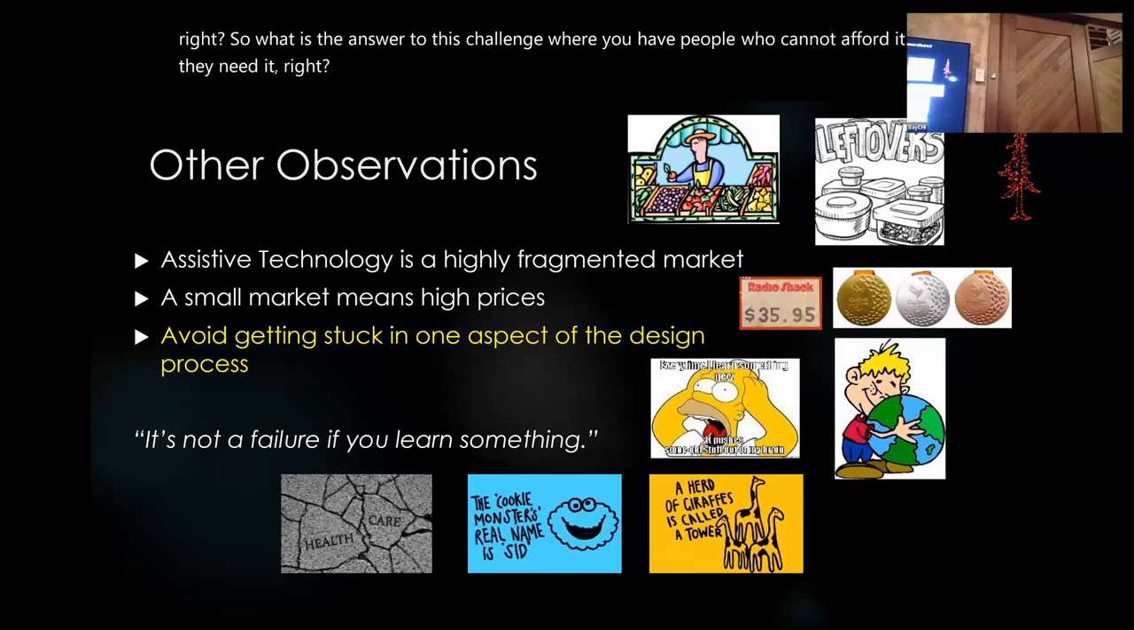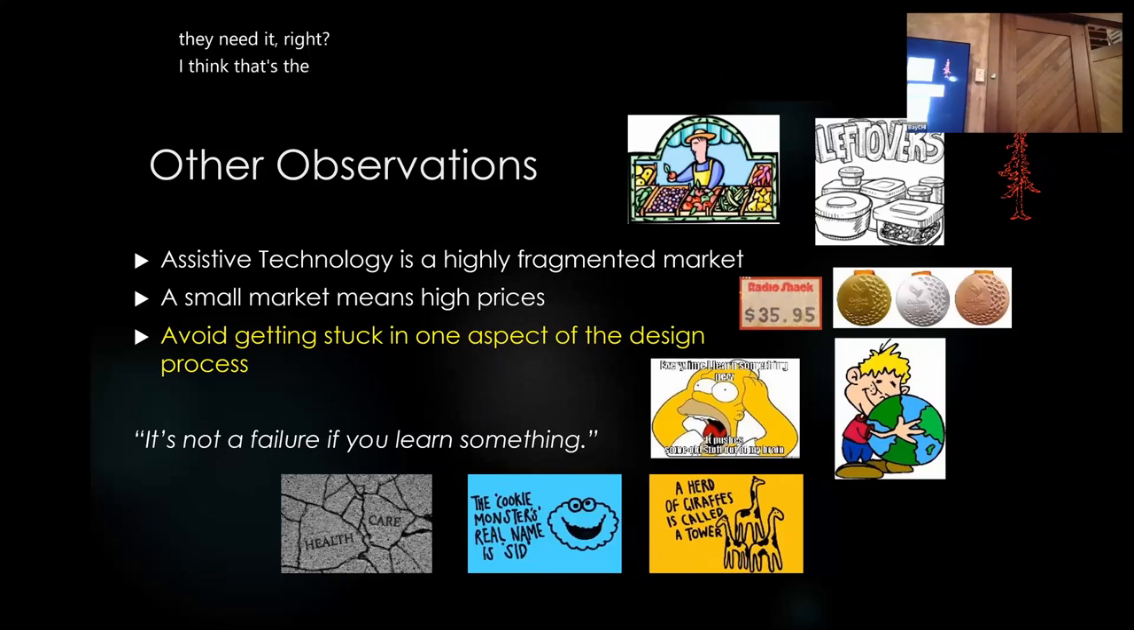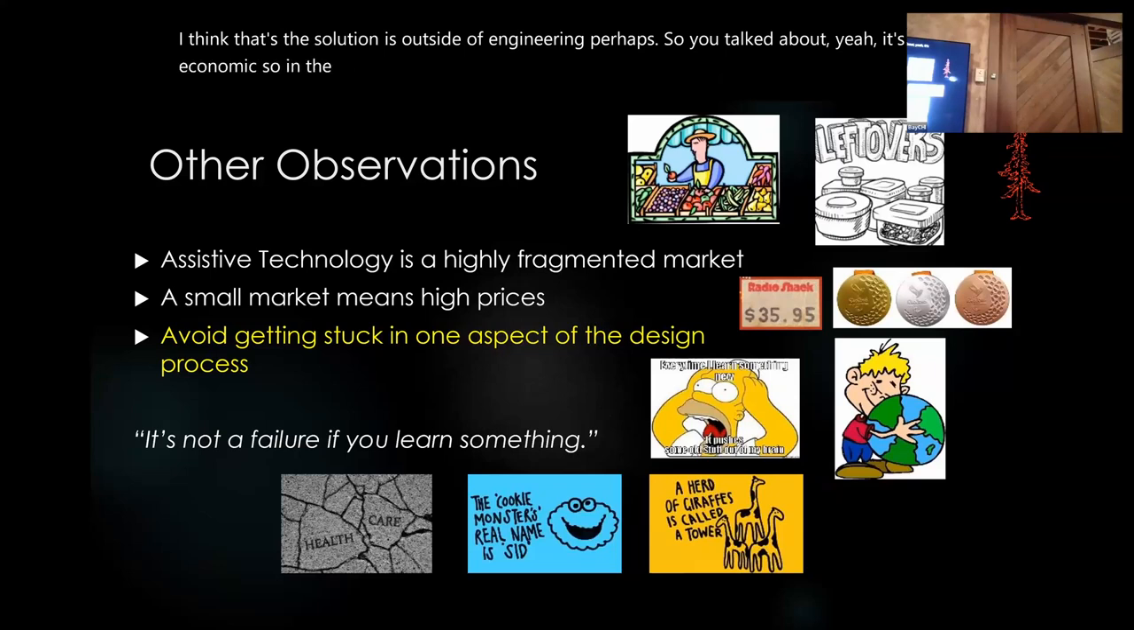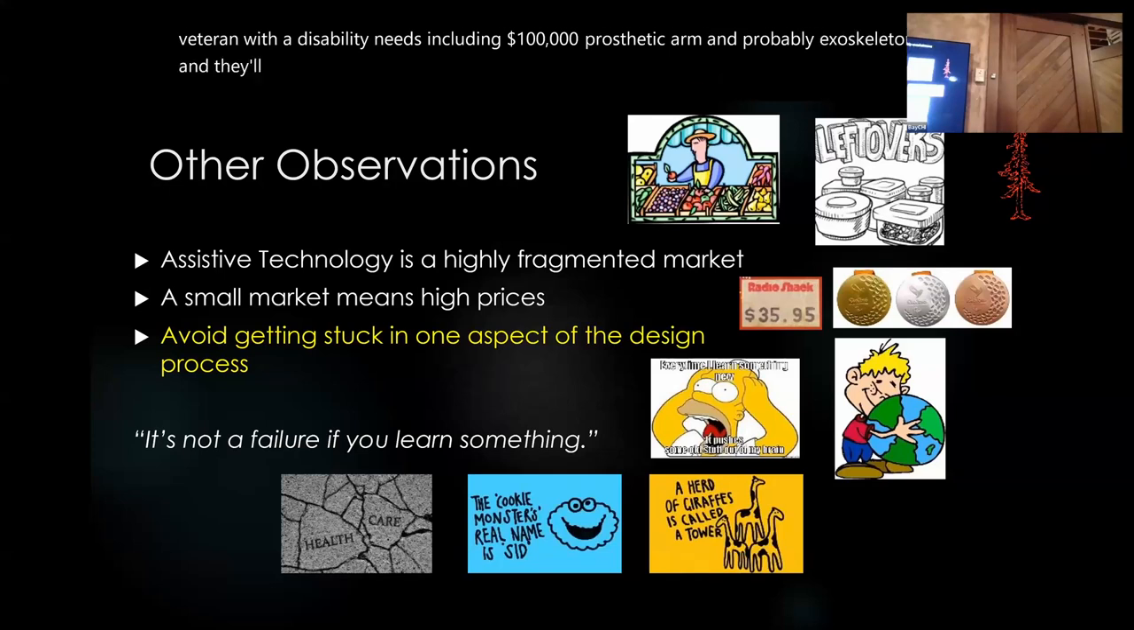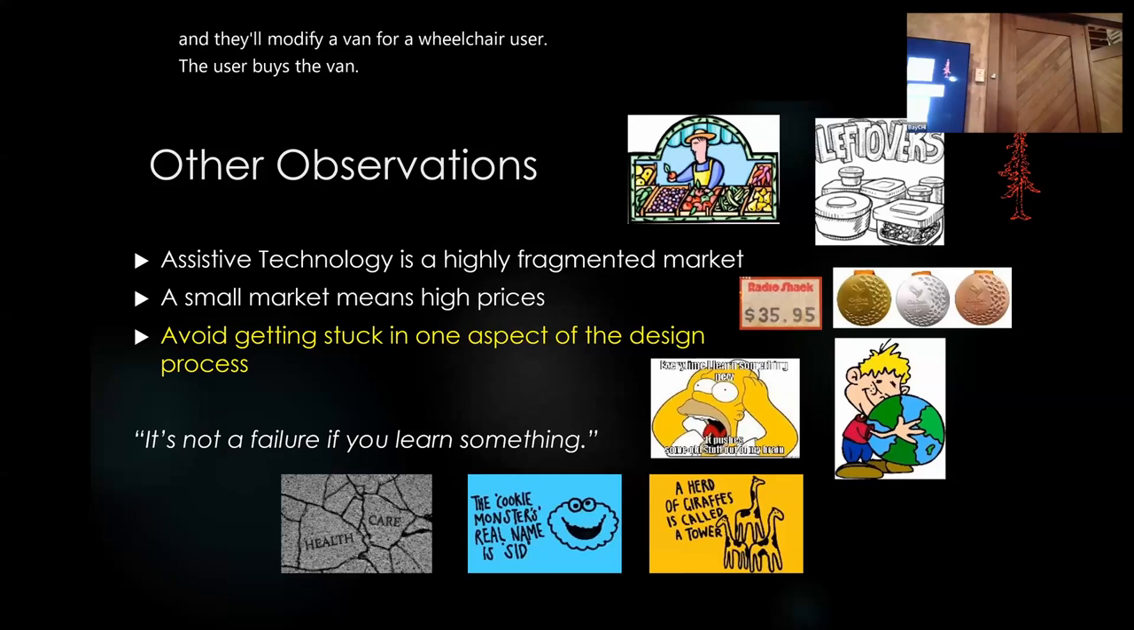I think that the solution is outside of engineering, perhaps. It's economics. So in the VA, they have a policy where they'll provide anything that a veteran with a disability needs, including a $100,000 prosthetic arm and probably exoskeletons. And they'll modify a van for a wheelchair user. The user buys the van and the VA will pay for any modifications. So that's sort of the top end of insurance.